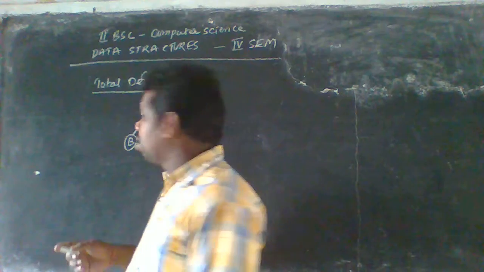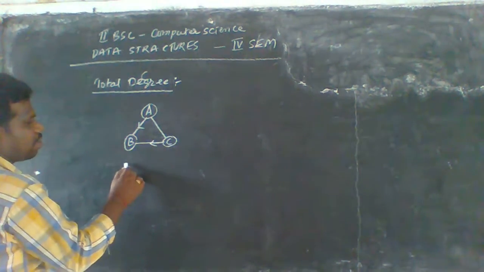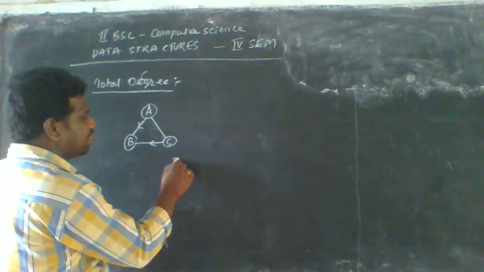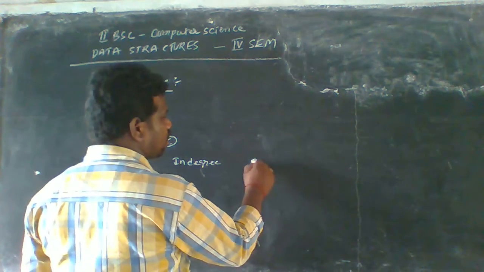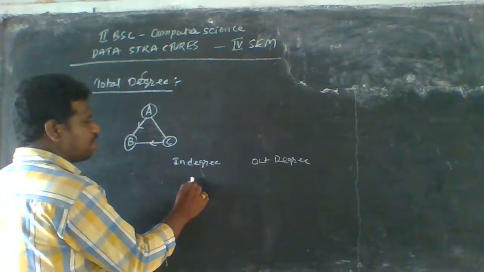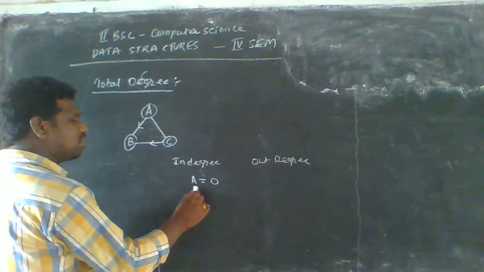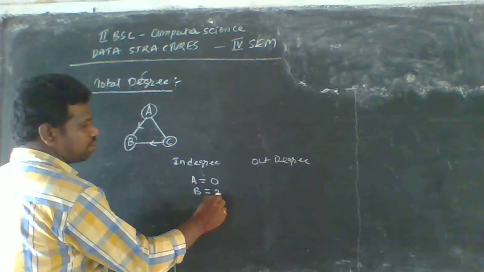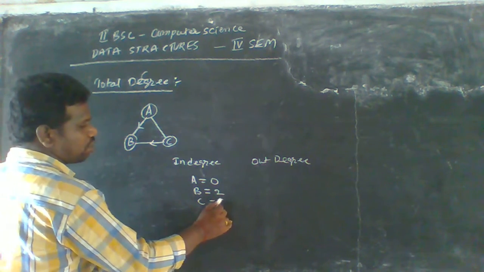So, let us see A to B and B to C here. How many total degrees are available here? The total degrees can be counted like this. We have to see in degrees, and we have to see out degrees. For example, A is equal to how many in degrees? 0. And B is equal to how many in degrees? B has 2. And C is equal to how many in degrees? There is nothing to show here.